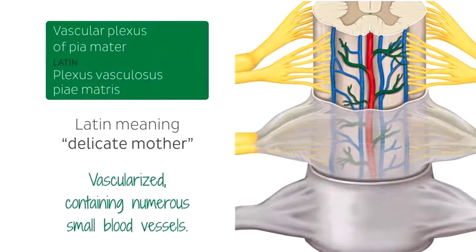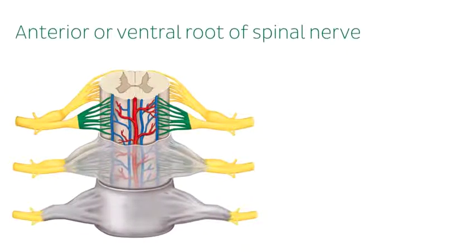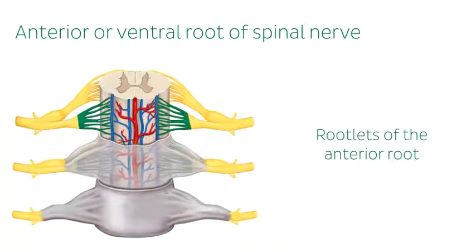Now that we've described the meninges of the spinal cord, let's have a look at the spinal nerves and the way these nerves are formed. As I mentioned previously, the ventral horns of the grey matter contain motor neurons that innervate the skeletal muscles. The axons of these neurons exit the spinal cord as 6 to 10 short thin filaments, which are known as the rootlets of the anterior root.